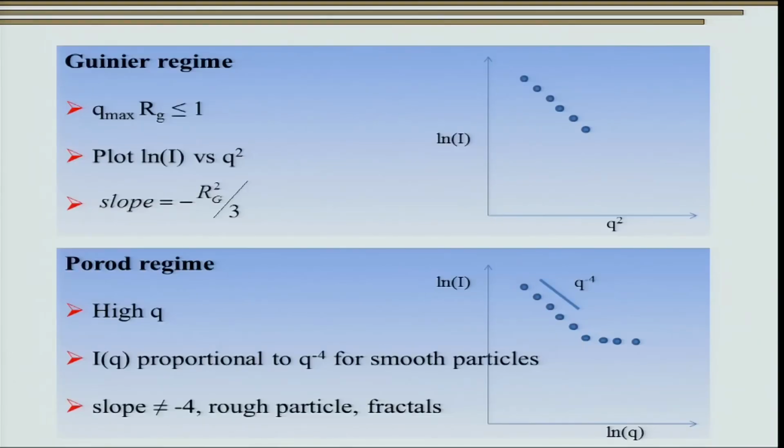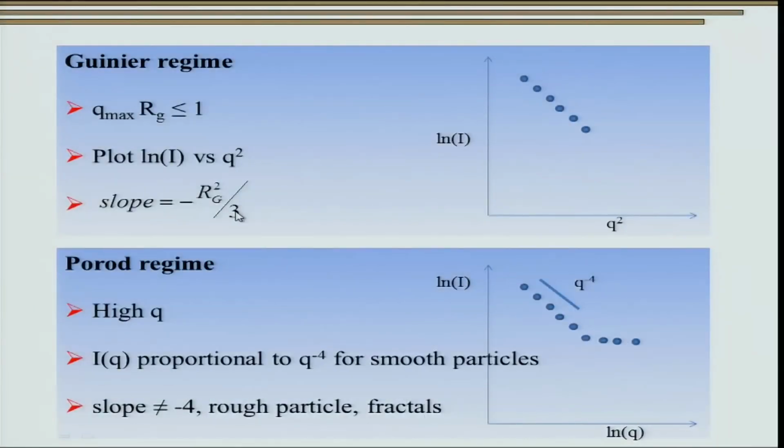So, this theory is exactly similar to that of small angle X-ray scattering. Again, if you remember, we had two regimes, the Guinier regime and the Porod regime. The Guinier regime was valid at Q max Rg less than or equal to 1, where Q is the wave vector and Rg is the radius of gyration, which for a sphere is square root of 3/5 times the radius of the sphere. It gives you the slope of minus Rg squared by 3 if you plot ln of intensity versus Q squared. This is our Guinier regime.